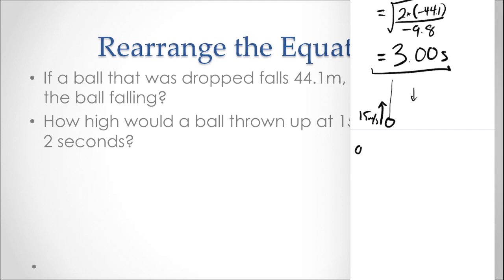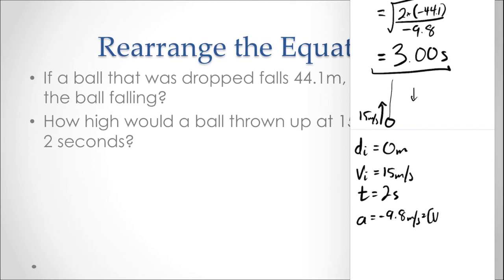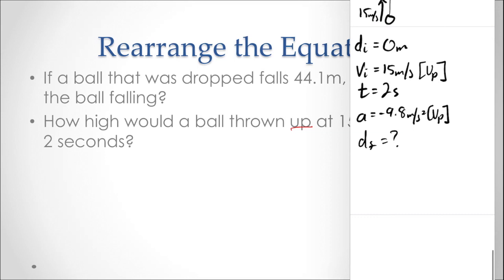We know our initial height is 0 meters. We also know our initial velocity this time is 15 meters per second. Our time is 2 seconds, and our acceleration is minus 9.8 meters per second squared up. Here we should confirm that this velocity is indeed up, and according to the question, it is thrown up at 15 meters per second. We want to know how high the ball goes, so the number we look for is df. So we begin now with our equation.